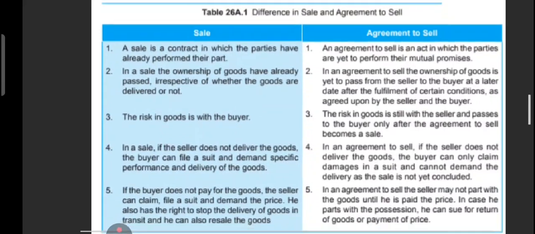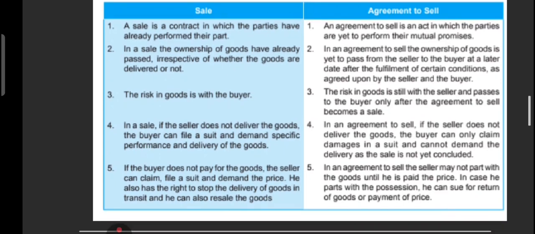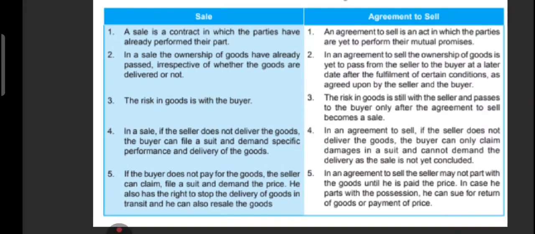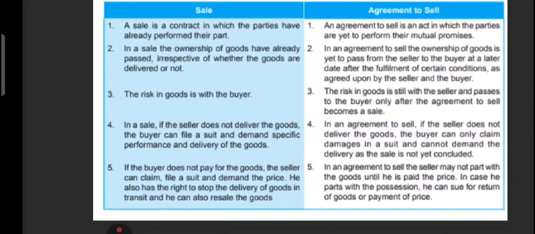So have a look at the sale. On the left hand side you will see the sale. Sale means the deal is complete, both sides have done their part. Ownership of goods has already passed to the buyer, no matter if delivery is done or not. And the next point is, if anything happens to the goods, the buyer bears the risk. If the seller fails to deliver, the buyer can go to court and demand delivery or performance, and if the buyer does not pay, the seller can sue, stop delivery, or even resell the goods.